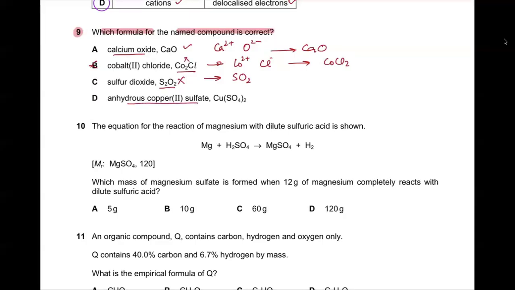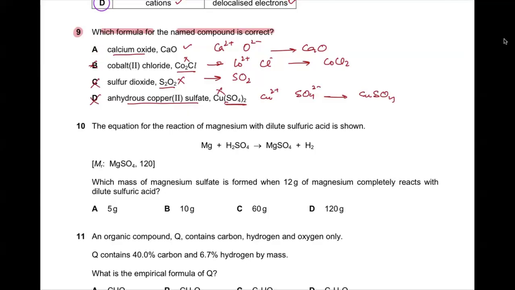Anhydrous copper 2 sulfate. So copper 2 sulfate, if you recall, copper is a 2 positive charge and sulfate is a 2 negative charge. So the copper sulfate is CuSO4, making this SO4 2 and Cu1 makes the D option wrong as well. So yes, our correct option is A.